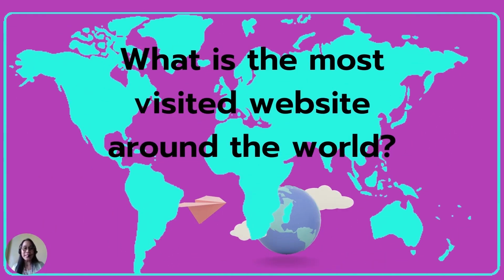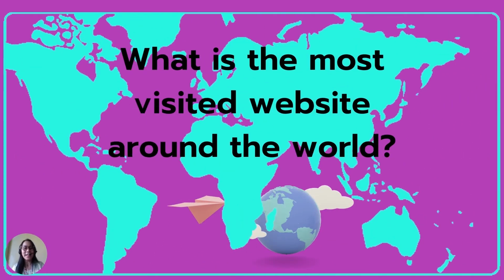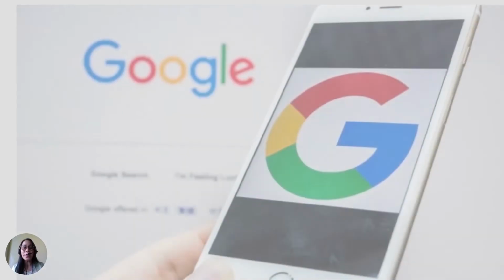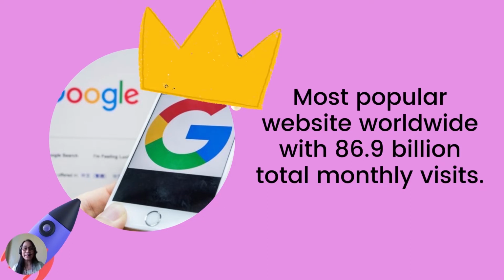What is the most visited website around the world? Okay, very good. Thank you, guys. Your answer is correct. The most visited website around the world is Google. Imagine, 86.9 billion total monthly visits. That is why Google is considered the most visited website around the world.